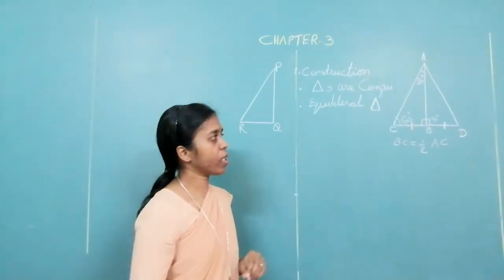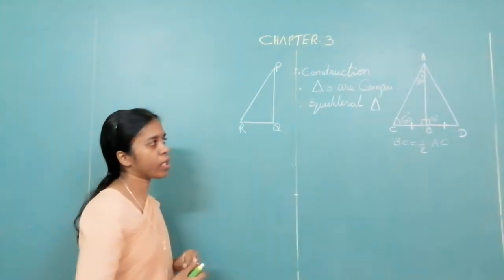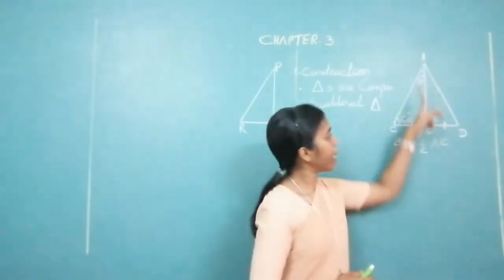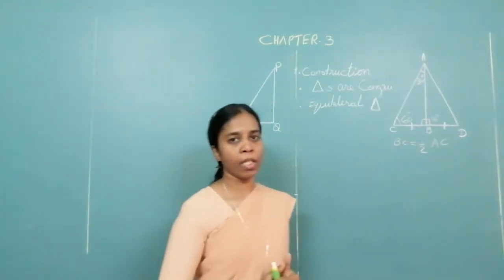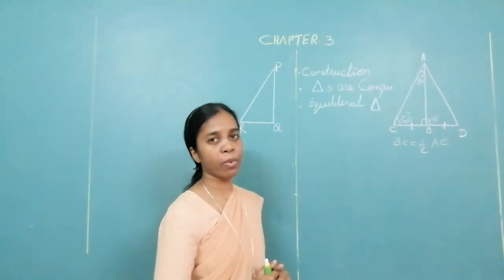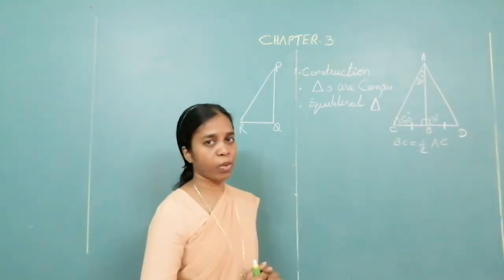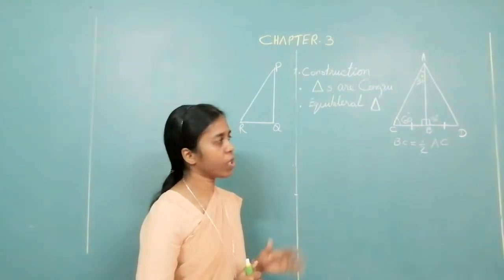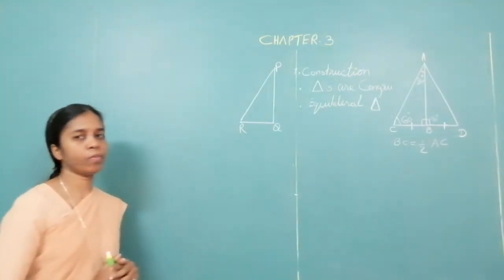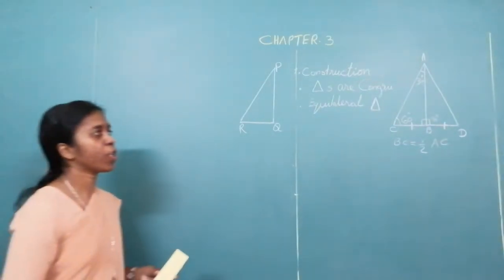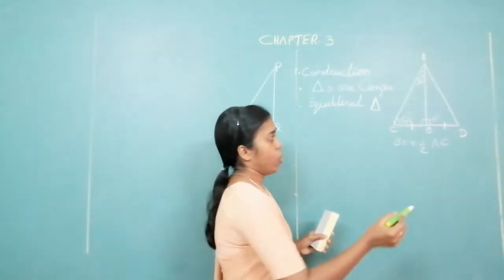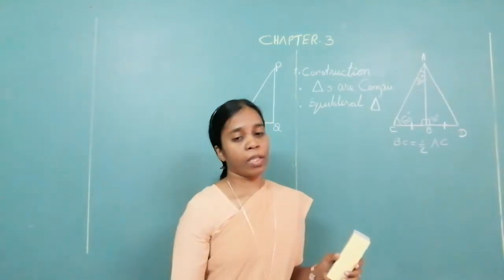Just look for a minute and see whether you can show these 2 triangles are congruent. Which are the triangles? ABC and ABD. Just look for a second and see if you can prove whether the 2 given triangles are congruent. It is very simple. Just look at it. Any clue?